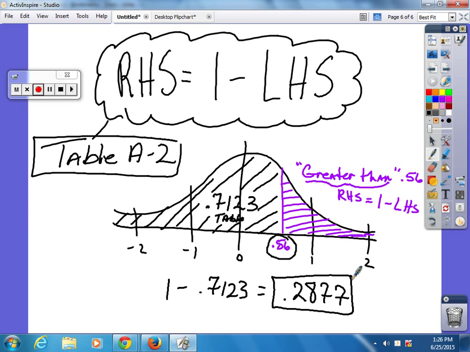Do you need a calculator for this? No, you do not. So don't be using one. You don't need a calculator to take 71 cents from $1. You should be able to do that.